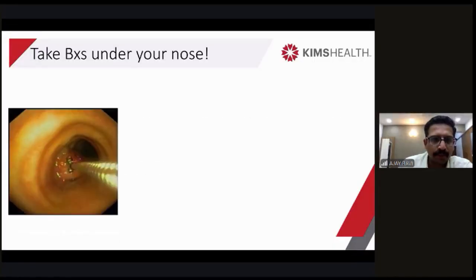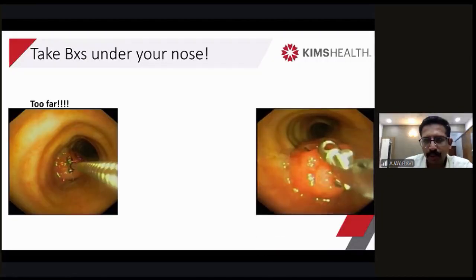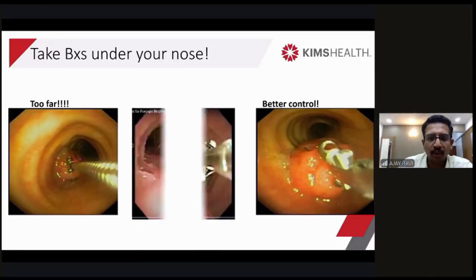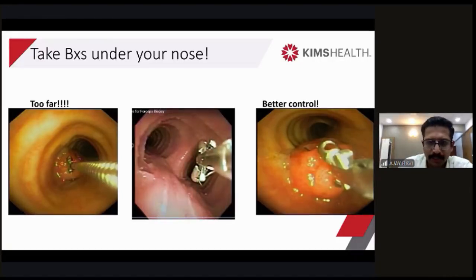But if you see, this is the picture. If you go too far, as this picture shows, it is too far. That is not easy; you have to take it close. You withdraw, you open. First the forceps comes out like this. Then once you open it, you withdraw your forceps a little bit so that it comes close to your scope.